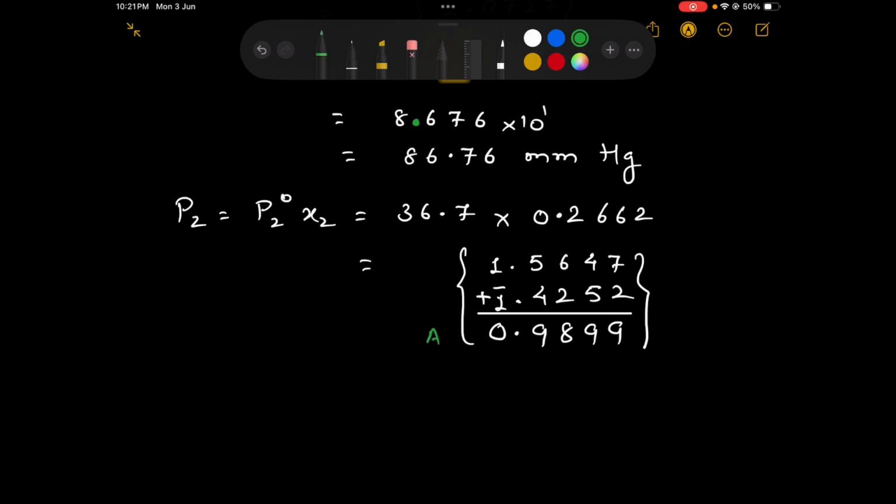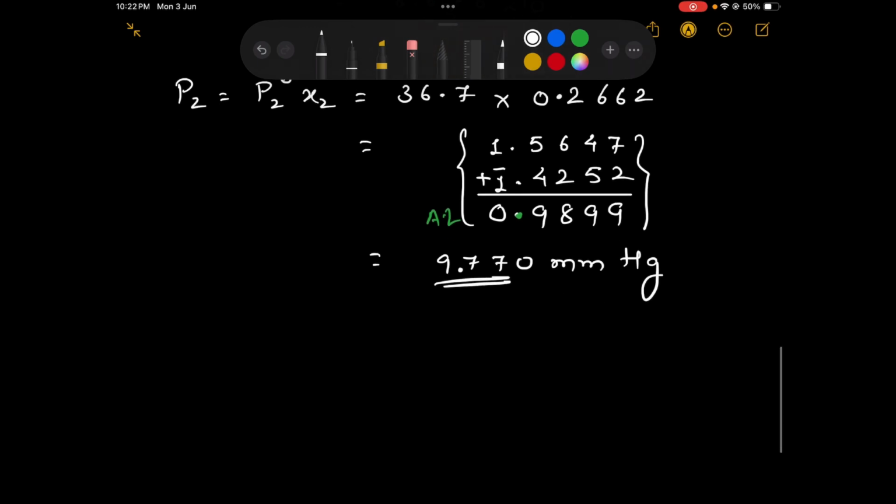Now let's take the antilog of the number 0.9899. The antilog comes out to be 9770. Put a decimal directly after one digit, into 10 to the power 0, and 10 raised to 0 is 1. So we need not write anything over here. This is in mm of mercury.